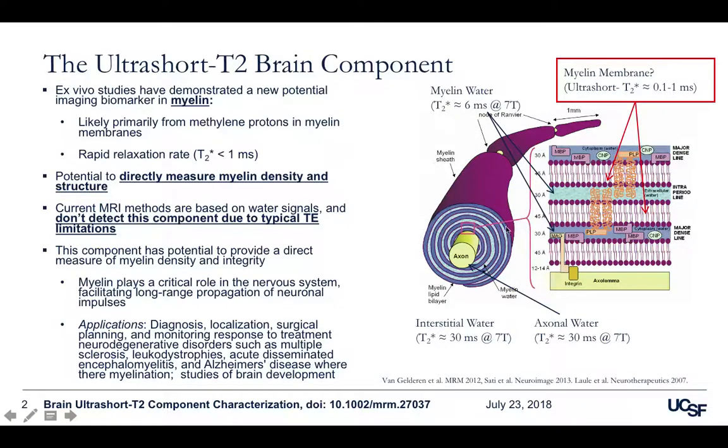And these offer a different potential than our other water imaging methods in that we're directly measuring the myelin sheaths themselves, so possibly directly measuring their density and structure. And these components are also not seen in typical MRI sequences because of TE limitations. But because of the central role myelin has in the nervous system, this could be interesting in a wide range of diseases such as multiple sclerosis, leukodystrophies, Alzheimer's disease, for looking at brain development.